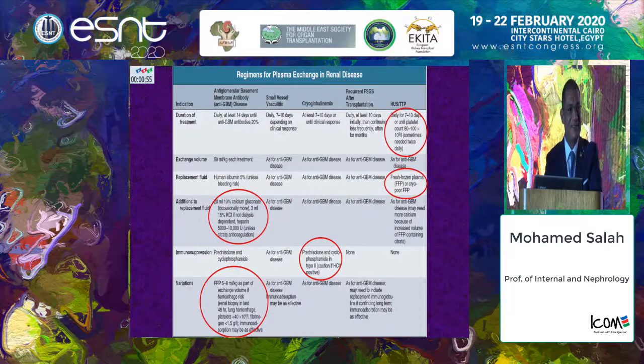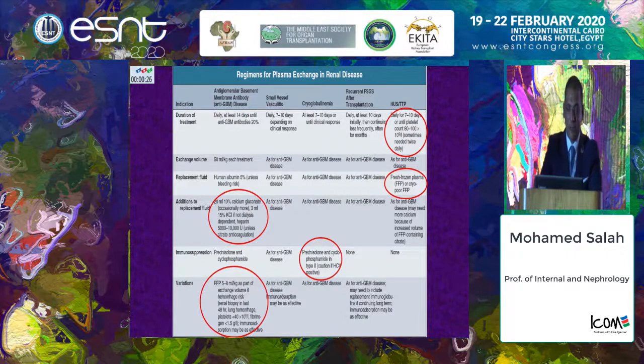These are different regimens for plasma exchange. The duration of treatment in HUS is 7 to 10 days, or until the platelet count goes to 80 to 100,000. Replacement fluid by fresh frozen plasma, as we said, only for TTP. Addition of replacement fluid in the case of anti-glomerular basement membrane antibody. Occasionally, you add calcium gluconate and potassium chloride.